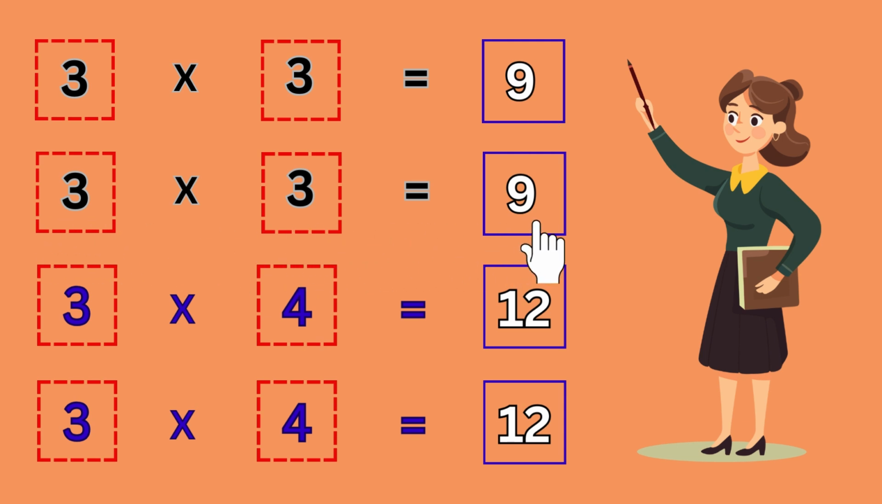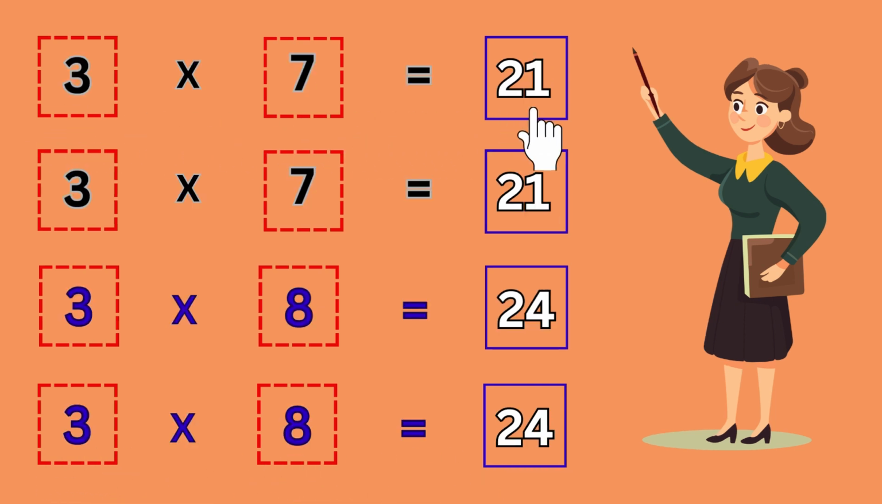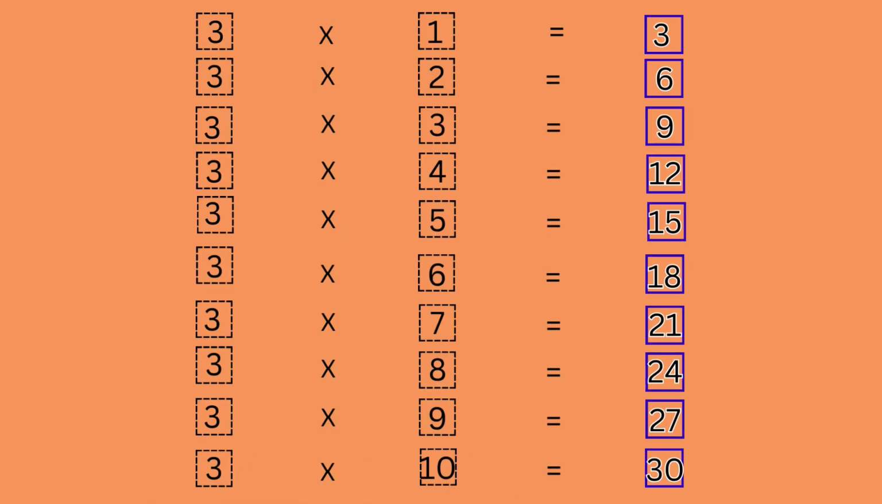3 fours are 12, 3 fives are 15, 3 six are 18, 3 sevens are 21, 3 eights are 24, 3 nines are 27, 3 tens are 30.